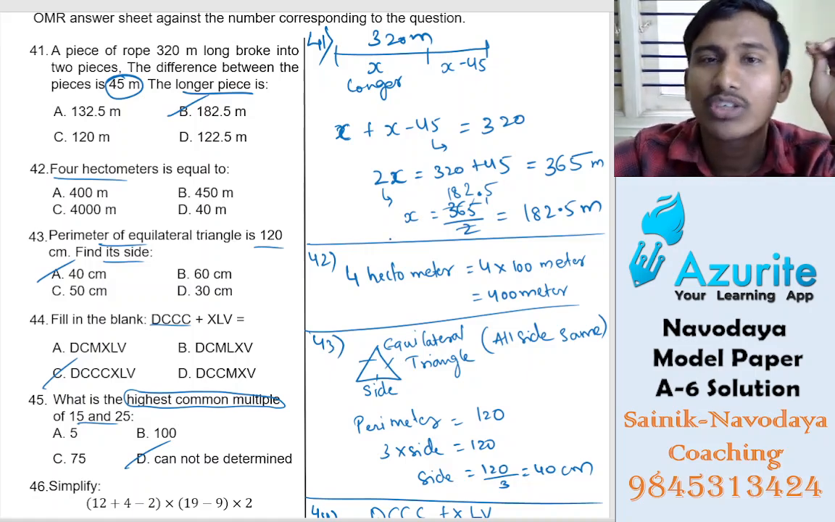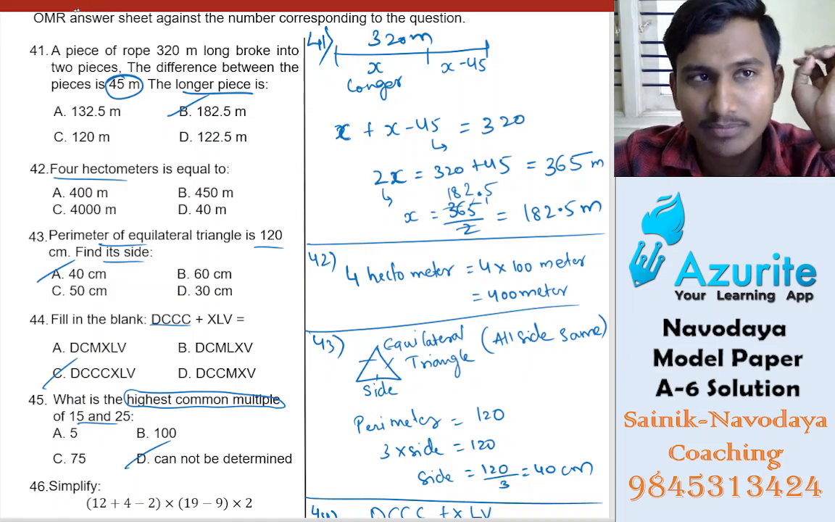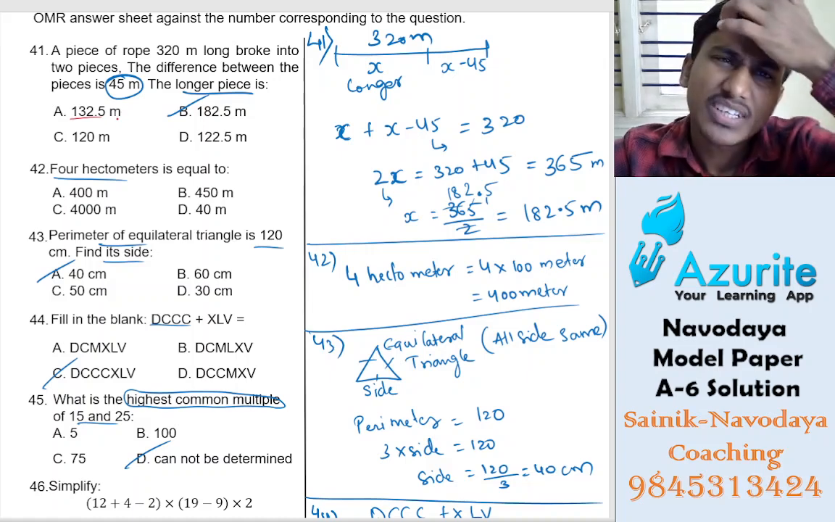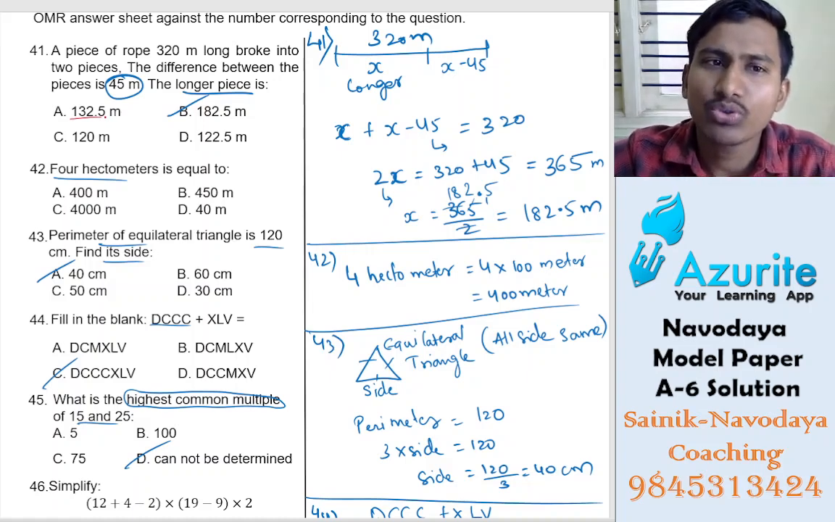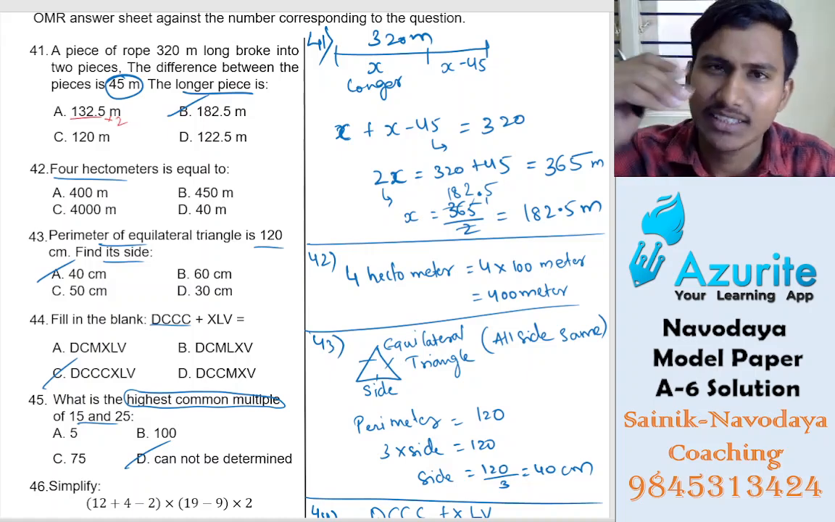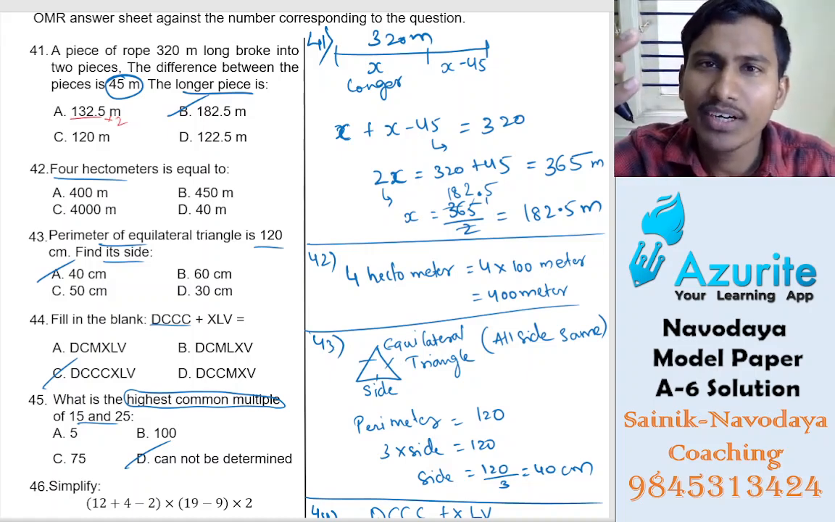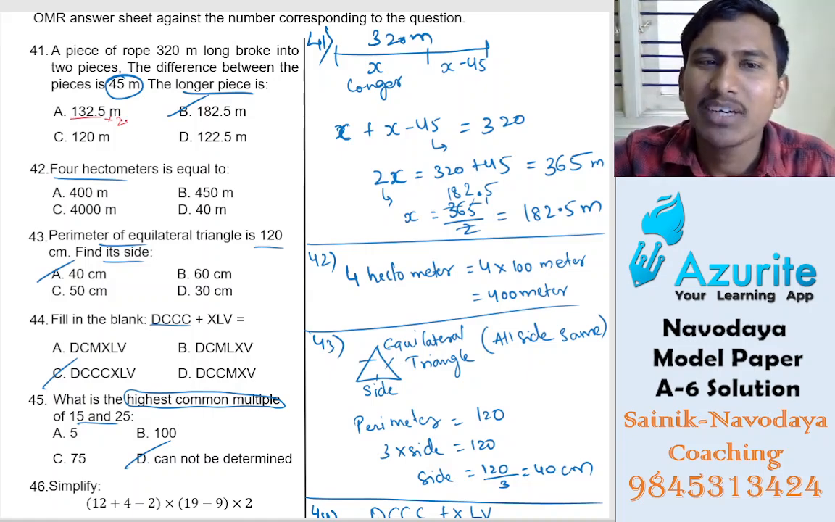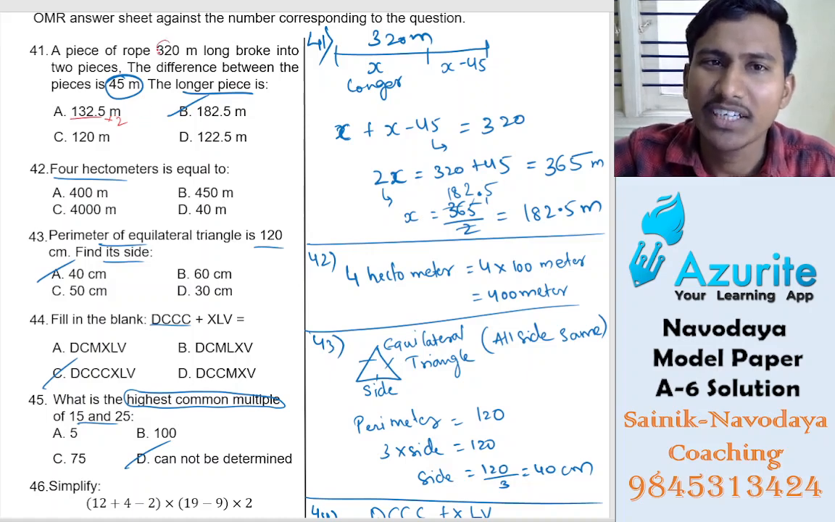See here students, you can go with the options also in 41. So how should you do it with options? If you take 132, double it, since 2 pieces are there. That is the longer piece. So double it and minus 45. You should get 320 meter.